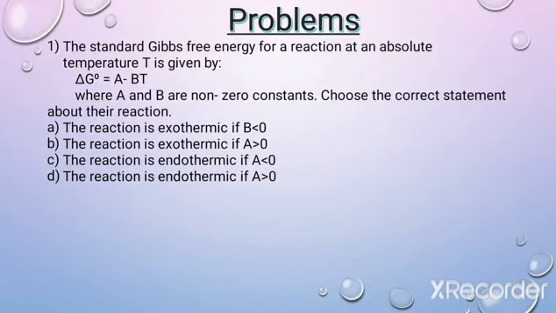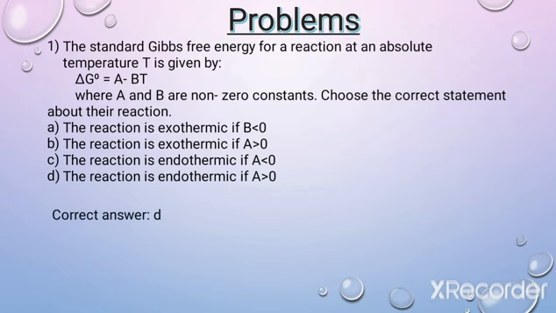So there are some problems related to Gibbs free energy change and standard Gibbs free energy change. Let's solve the first problem. The standard Gibbs free energy change for a reaction at an absolute temperature T is given by delta G naught is equal to A minus B into T, where A and B are non-zero constants. Choose the correct statement about this reaction. So we are given 4 options. Let's see the correct answer.